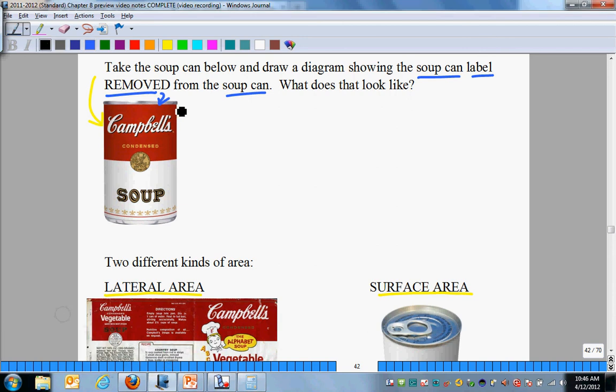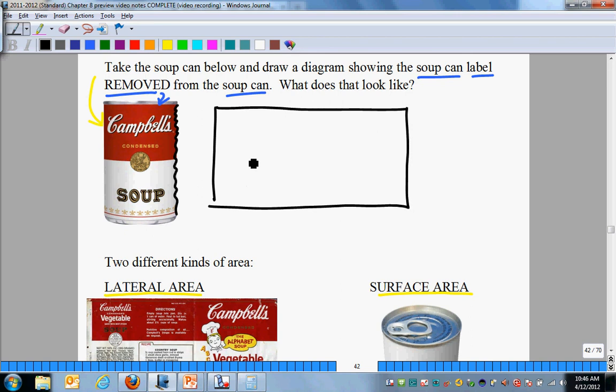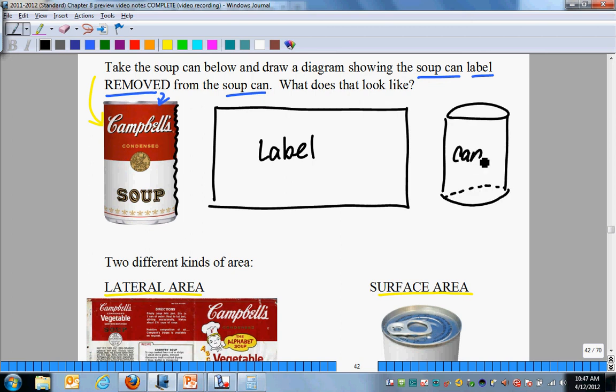Well, you should be able to recognize if we were to slice the edge of the label here and unfold it, you'd end up with a long rectangle. That would be the soup label. And then you'd be left with an aluminum can without its label on. This actually represents the 2 different kinds of area. Label is the area around the can, just around the outside of the can, that would be called the label area.